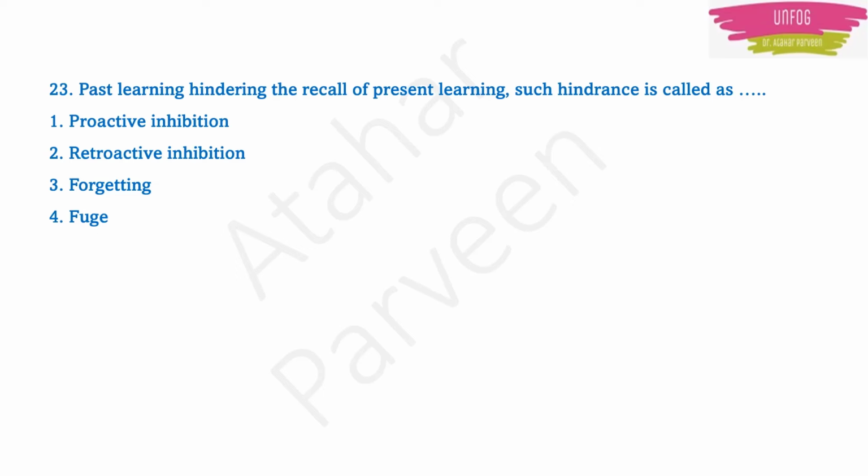Now the question is about the situation where your past learning is hindering the recall of present learning. Such a type of hindrance is called as, the four options they have given: proactive inhibition, retroactive inhibition, forgetting, fugue. The correct answer is proactive inhibition.